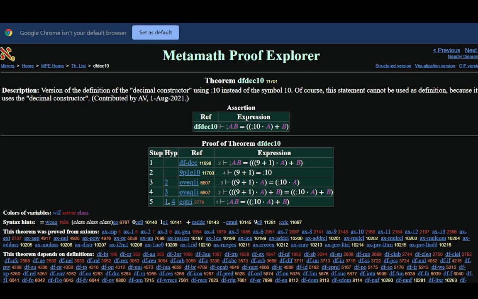Last time I was looking for this definition inside the Proof Explorer, and I found it, so I thought I'd have a little play around with it. And what df_dec_10 does is it defines this semicolon notation for semicolon with two things after it, and it shows you that it's 10 times a plus b. Right? So let's just have a look.